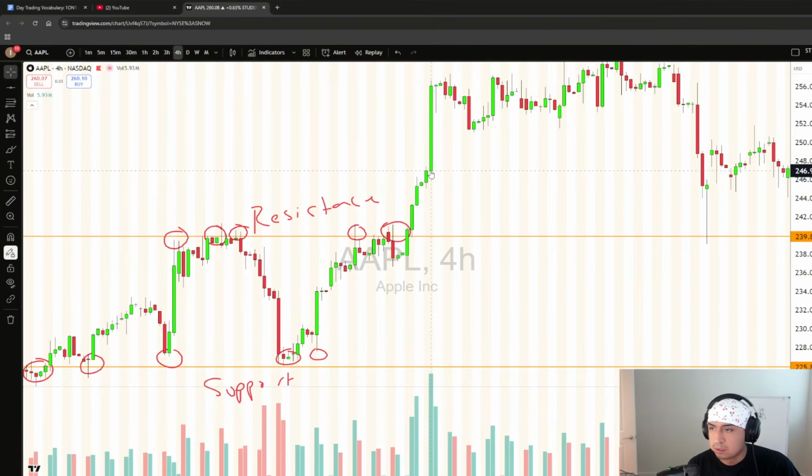But now look at this one. This big engulfing move shot the market up very impulsively. If you look on the left-hand side, it says 5.93 million. So that is the amount of shares that were trading during that time, and that's what the volume indicator is for.